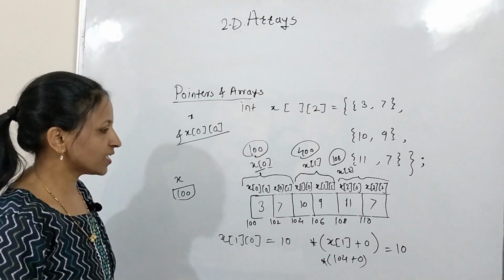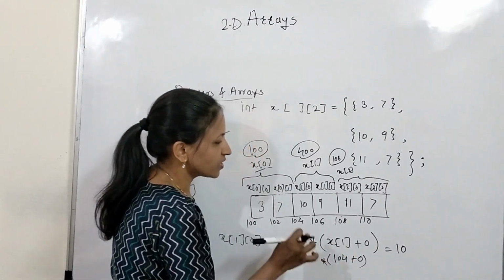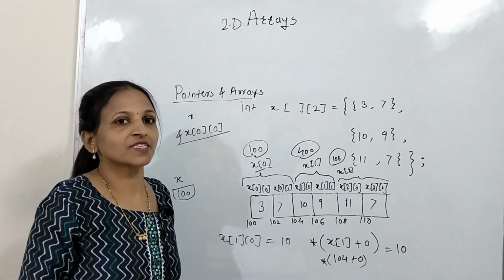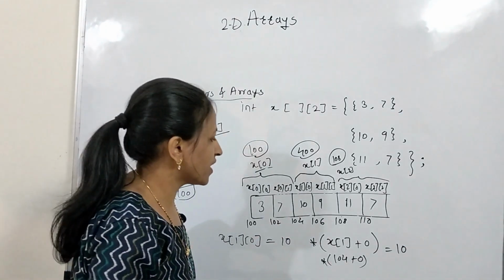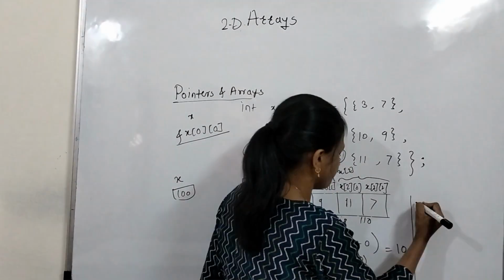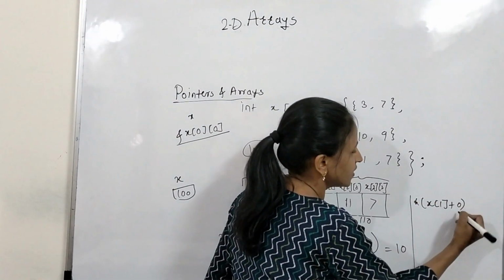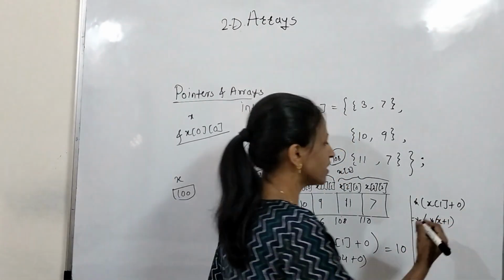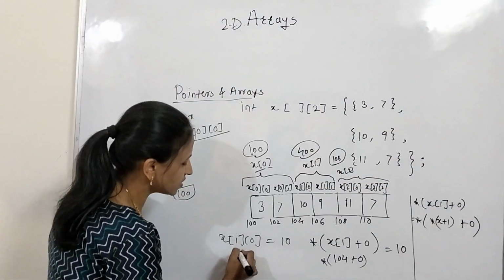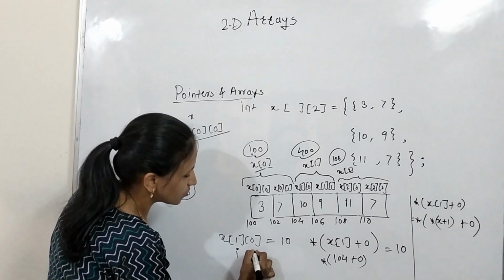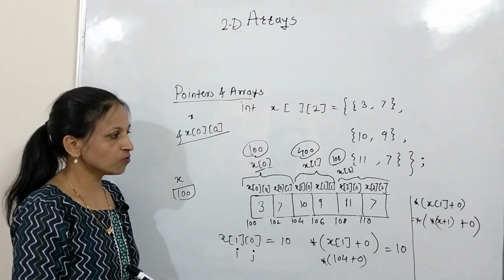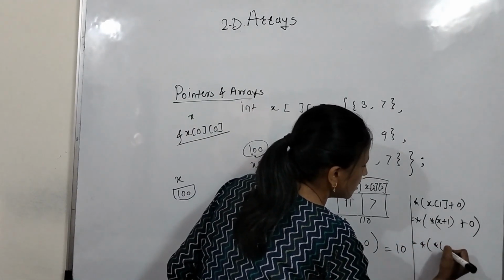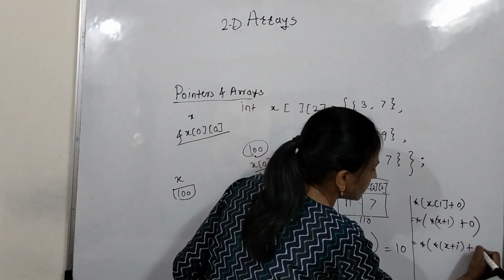Now see how to generalize it again. X of 1 means what? X of 1 is nothing but, we have seen in one dimensional array, x of I is equal to star x plus I. Getting? The same thing we will apply here, like x of 1 plus 0, that is nothing but star x plus 1, in this way, and here plus 0. 1 is what? This is I, and for 0 we can use j. Okay, then how to write this in general? We can write like this: star x plus I and then plus j.